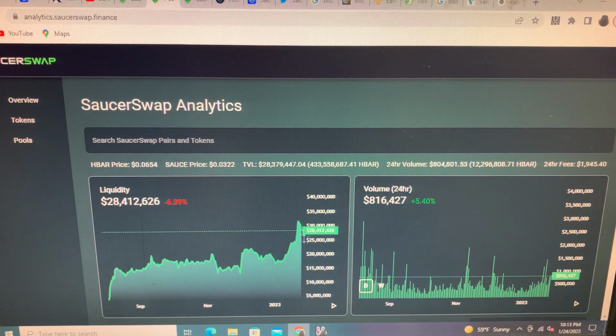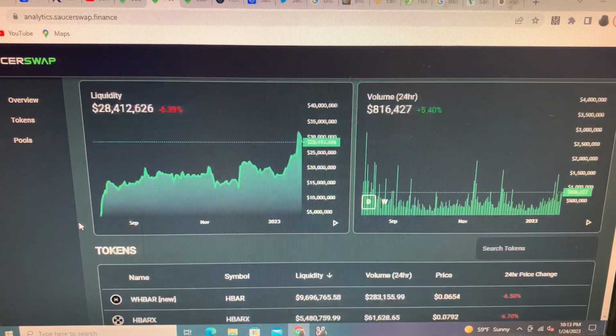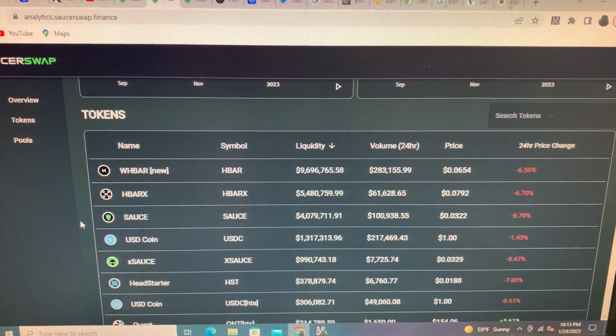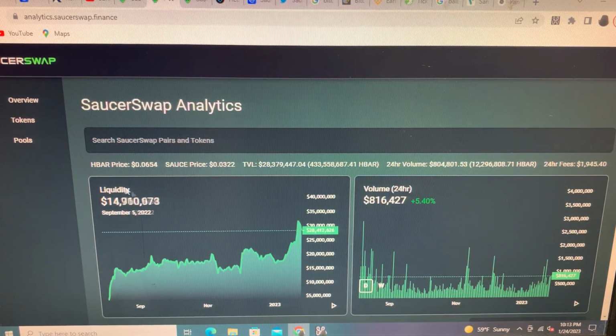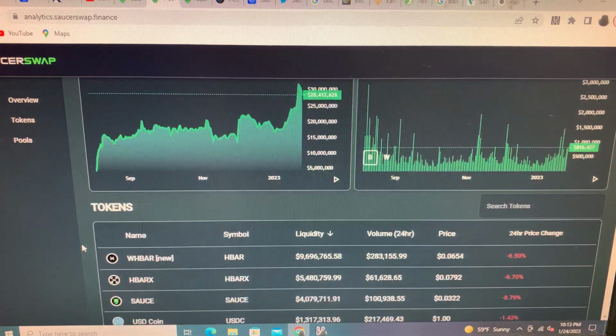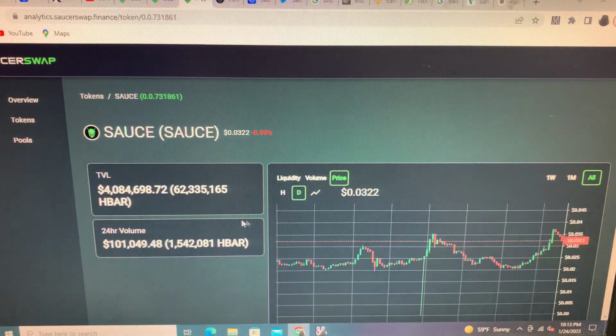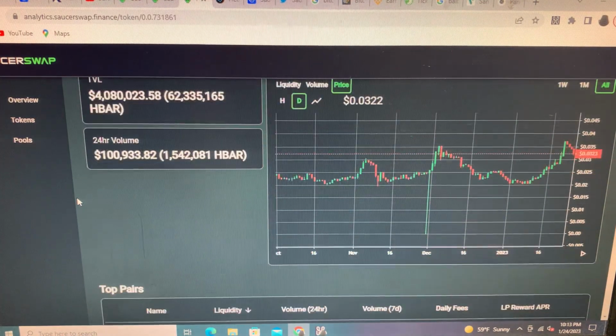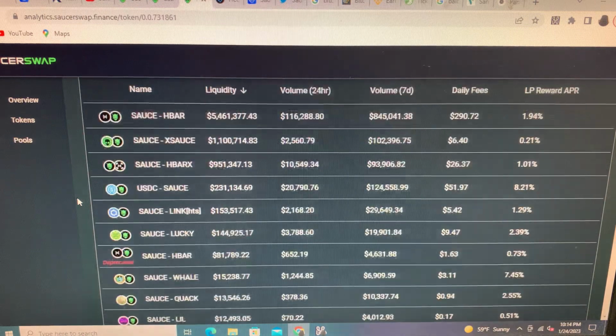Okay, so anyways, let's look at the chart to see where most of this liquidity is sitting. So you're going to click on Sauce, the token right here, and it's going to take you to this window. Now let's go and see where all that liquidity is sitting. So right now, the first pool is the Sauce and Hbar liquidity pool. Okay, and there's about 5 million on that pool.